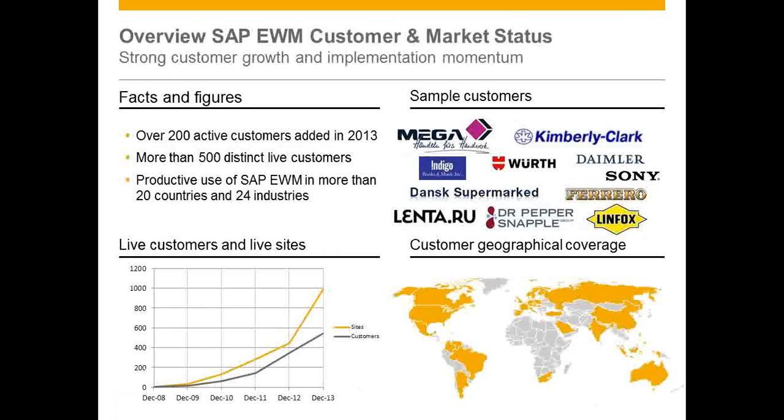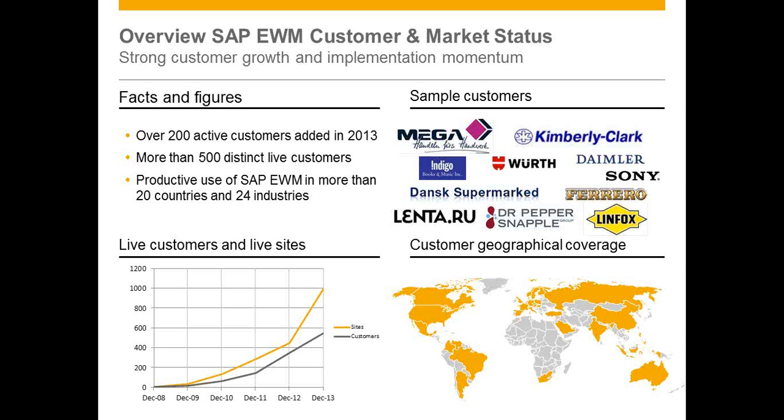So this shows the momentum of the adoption of EWM. As you see, we have over 1,000 sites running EWM live, and by the end of the year, I think we're up to about 650 distinct customers. Also some statistics here, some sample reference customers, so you see a broad variety of industries, as well as geographical coverage. So we're not dependent on any certain industry.